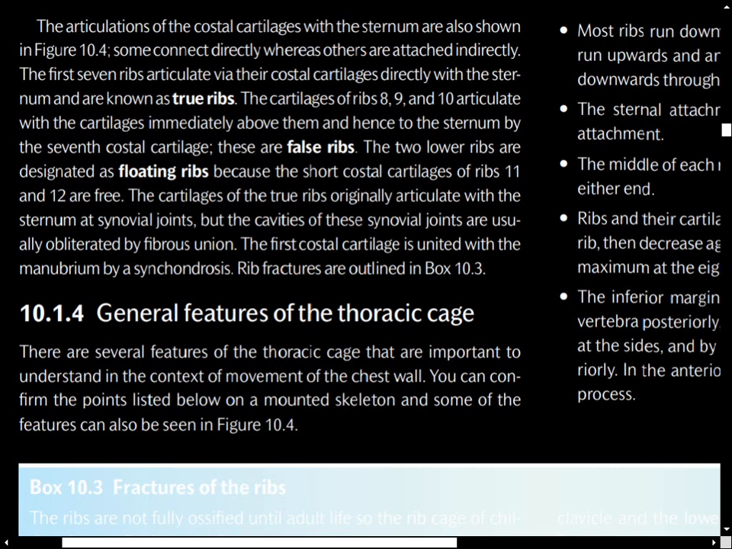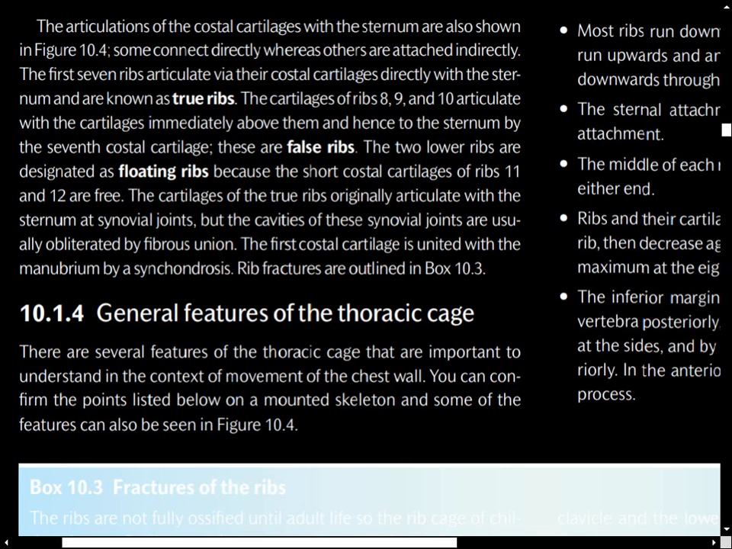The cartilages of the true ribs originally articulate with the sternum at synovial joints, but the cavities of these synovial joints are usually obliterated by fibrous union. The first costal cartilage is united with the manubrium by a synchondrosis. Rib fractures are outlined.